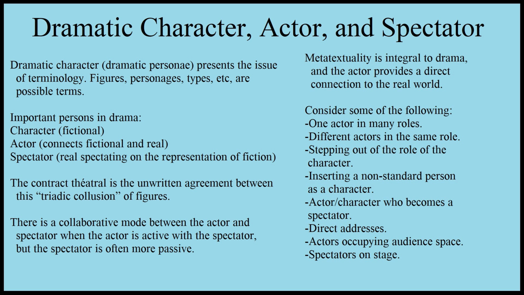Okay. We know what these things are, though, right? A character and an actor are both on stage. Well, the actor is on the stage, the character is where the stage is represented, and the spectator is in the audience watching. Okay, now there is what is called the contract théâtral between these three groups. It's called a triadic collusion of three figures, right? So the actor, the character, and the spectator basically have an agreement with one another. They have a contract with one another that they essentially all agree to be part of this.